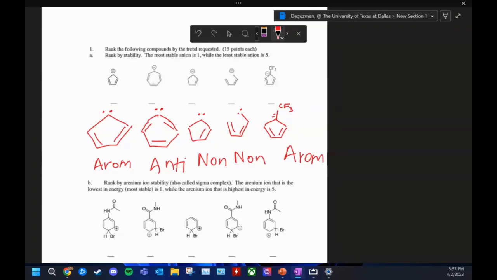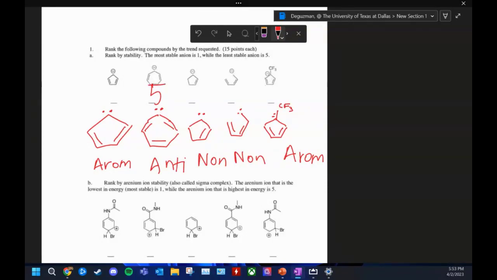So how are we going to start that ranking? So we said ranking by stability, right? So typically that trend goes, which one is our most stable, aromatic, anti, or non? Aromatic, right? And our least stable is anti. I like to tell students it's like the death code. When you see that, it's done. It's unstable. You're not having anything happen, right? So just based on that, we can put that as our number 5, right?